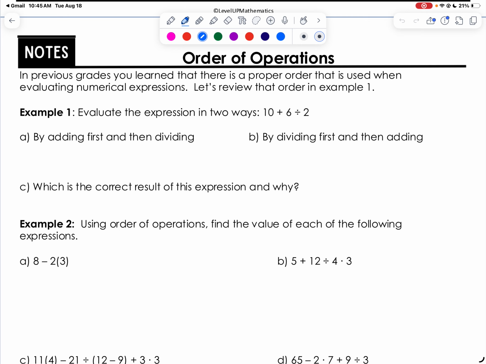In today's lesson, we will be exploring the order of operations. Now, in previous grades, you learned that there's a proper order that is used when we are evaluating numerical expressions. Let's review that order in example 1.